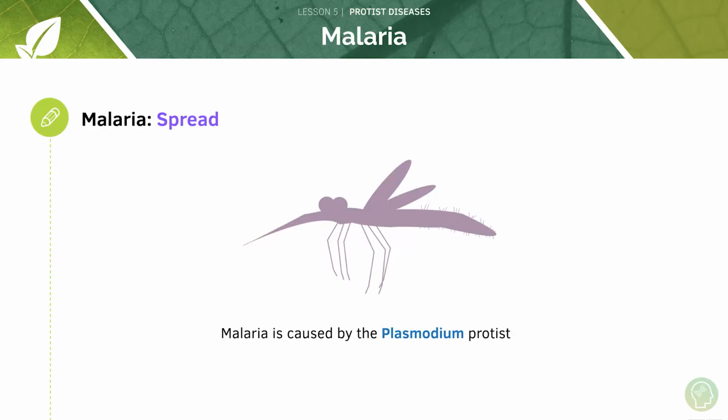So let's take a little further look into malaria. First of all, know that malaria is caused by the Plasmodium protist, and it is spread specifically by the mosquito, which acts as a vector for transmission of the Plasmodium protist. So that's how malaria is spread from person to person. The mosquito acts as a vector because it's the means by which we are transporting the infection from person A to person B, but the mosquito itself does not contract the illness.